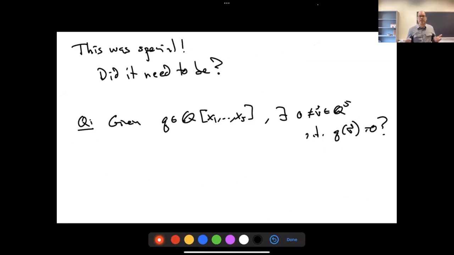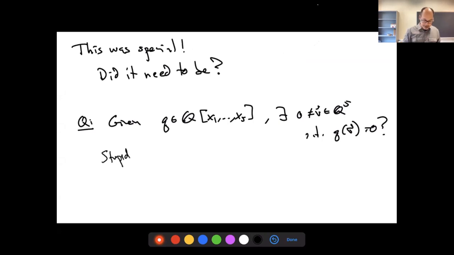And so this was a very special form, but it's natural to ask, did it need to be so special? What if you picked an arbitrary degree 2 polynomial in 5 variables over the rational numbers and asked, does it have a 0? Well, okay, so there's kind of a stupid counterexample to this.